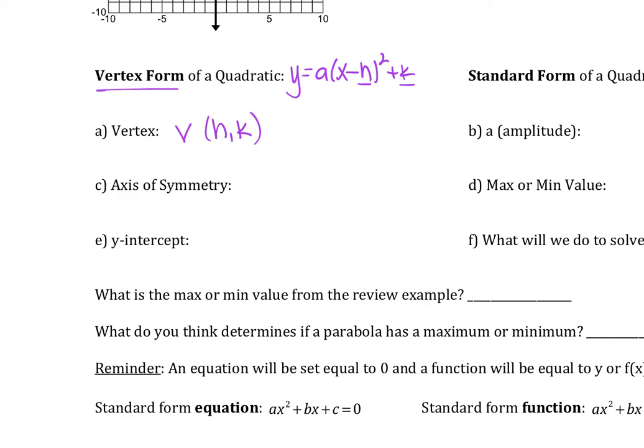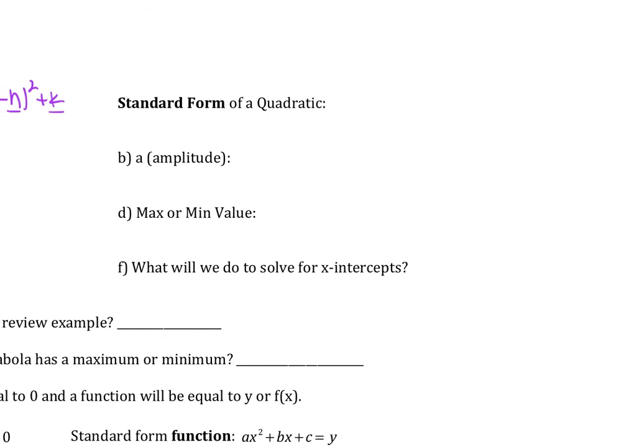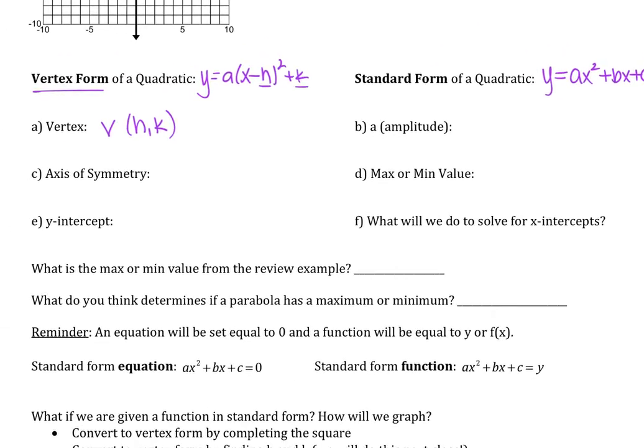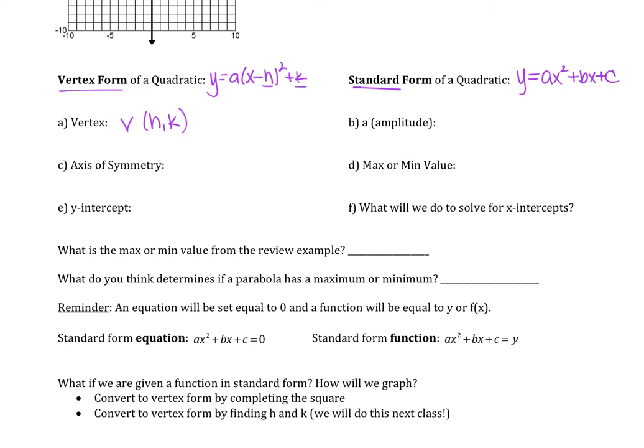And then we also have standard form of a quadratic, which we've been sort of solving and factoring. y equals ax squared plus bx plus c. So from either form, standard form or vertex form, our a value is the amplitude. So that's the value out in front.